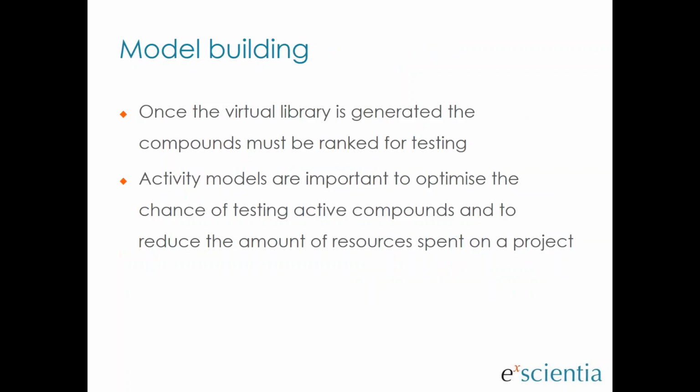So now we can generate compounds, but we need to be able to rank them to be tested, and the most important would be to have an activity model. So we don't want to synthesize and make compounds randomly. We try to have compounds which have the most chance of being active in an assay and to try to reduce the amount of resources we spent on the project.